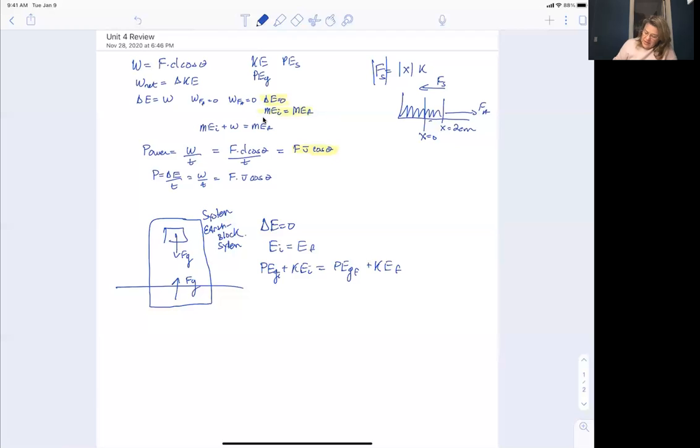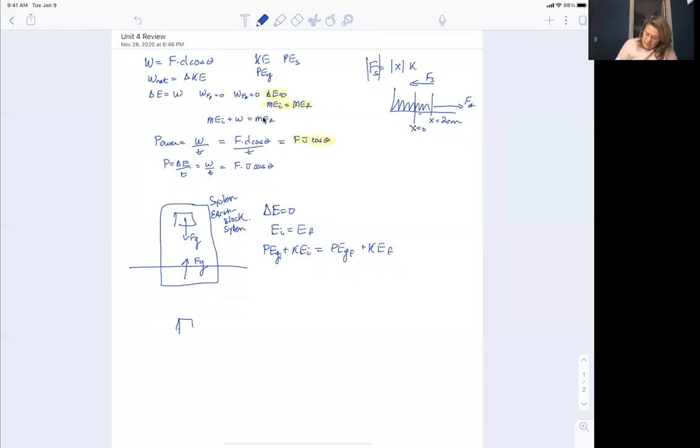Now, what if I did the exact same situation, but I define my system differently? So let's just draw it: the system is the block. Now, there is an outside force. There is work being done by an outside force. And if this is the system, what's the outside force? It happens to be force of gravity.